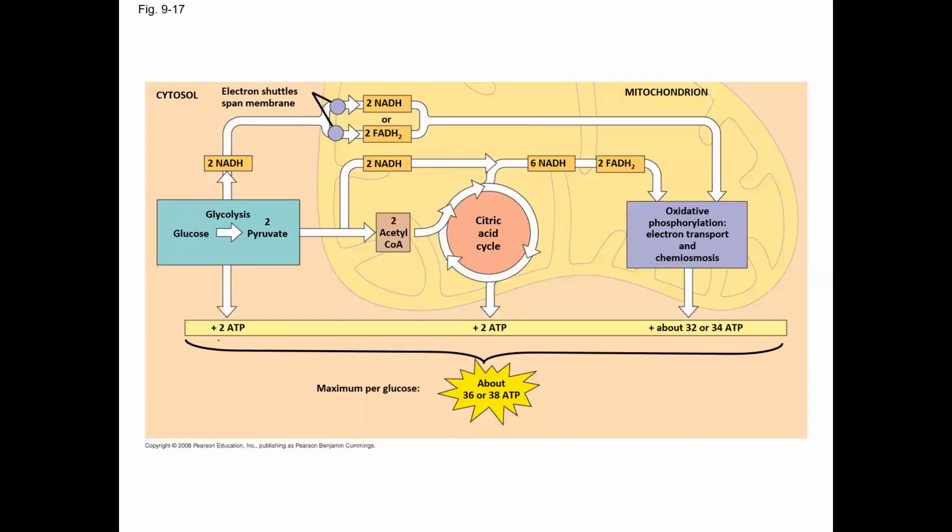Here we go. 2 ATP from glycolysis, 2 from the citric acid cycle, 32 or 34 from oxidative phosphorylation. Oxidative, why? Because oxygen's involved. These two right here are substrate phosphorylation. These two sections break down the substrate. Here, oxidative phosphorylation.